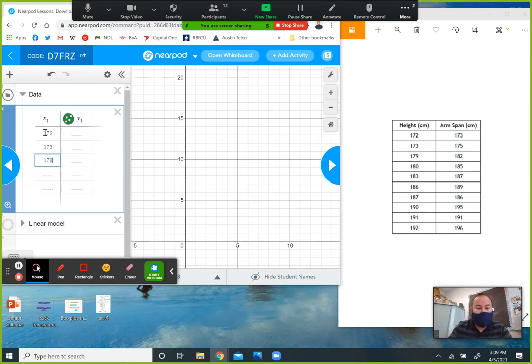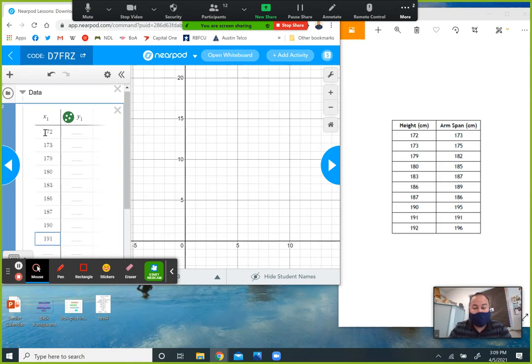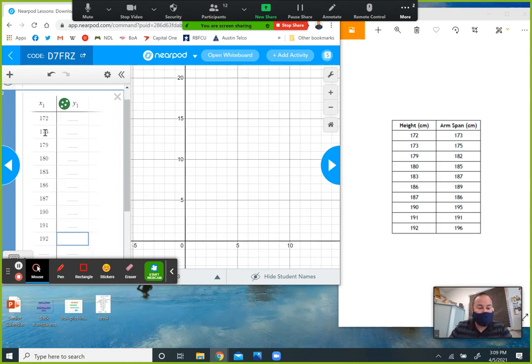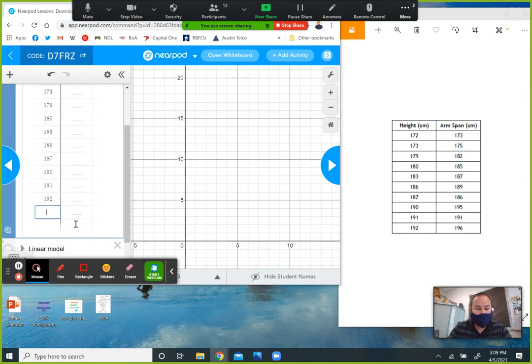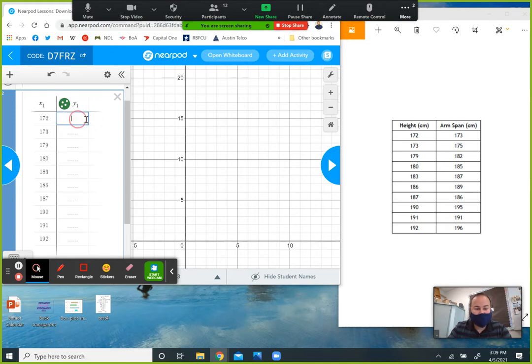So I'm going to put in all these numbers, and you can do it with me. The reason I'm showing you guys how to do this is because later on down in the week, when we do a new assignment, this is the calculator you're going to use because it's the easiest one to use online. 172, 173, 179, 180, 183.